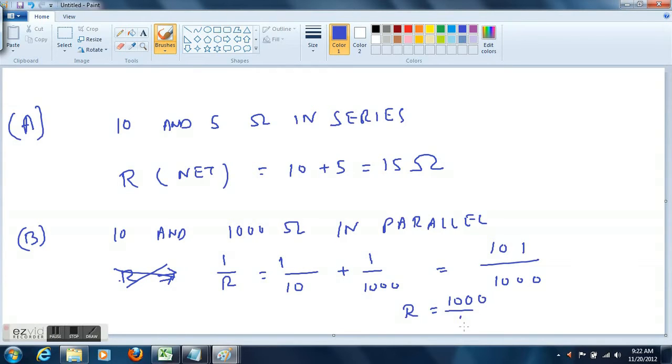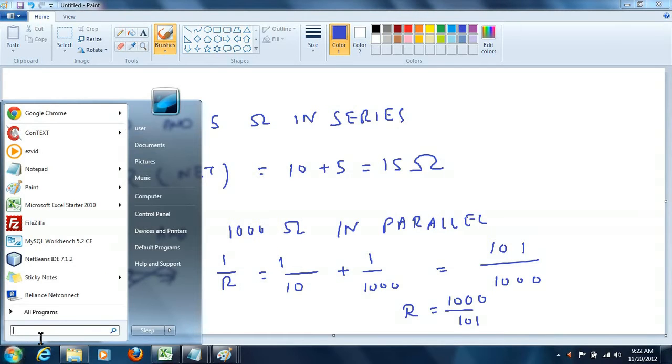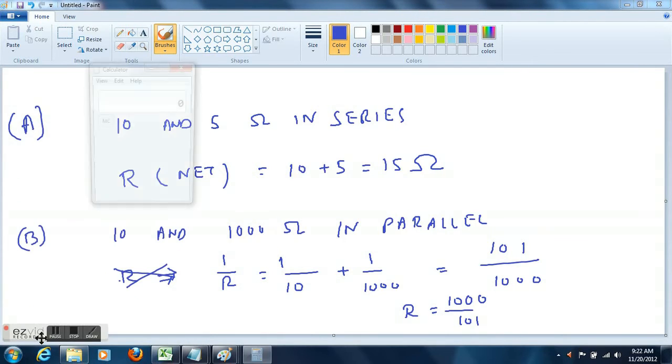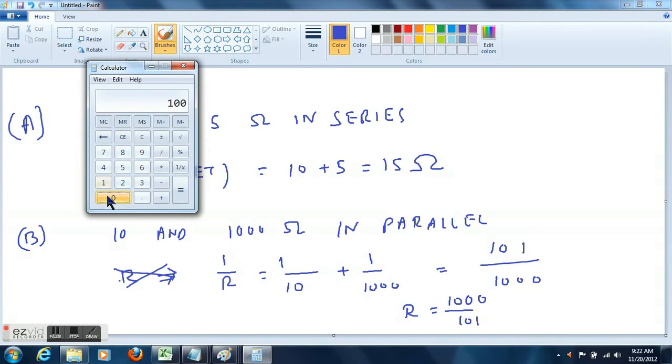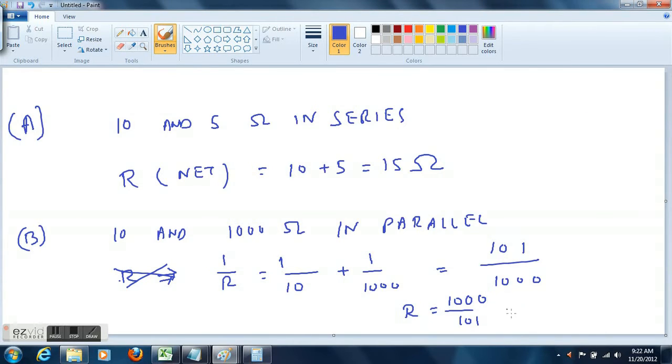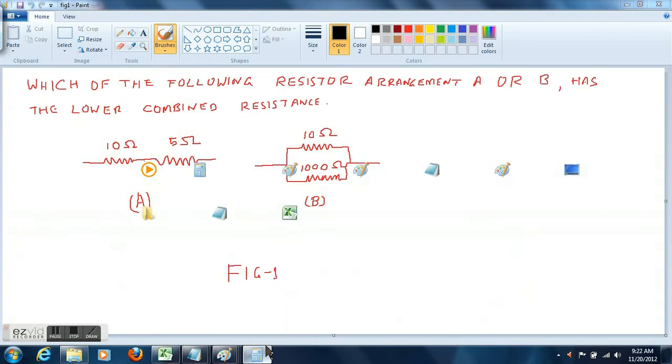Therefore R equal to 1000 upon 101, which is coming close to 9.9 ohms. So let us write the result here. In the first case, the net resistance is 15 ohms. In the second case, the net resistance is coming to 9.9 ohms.